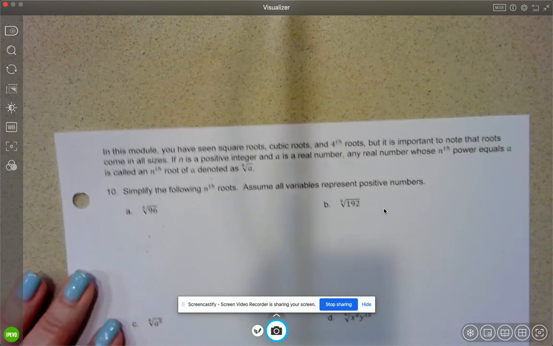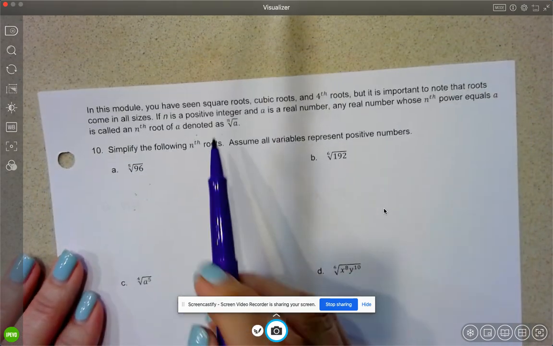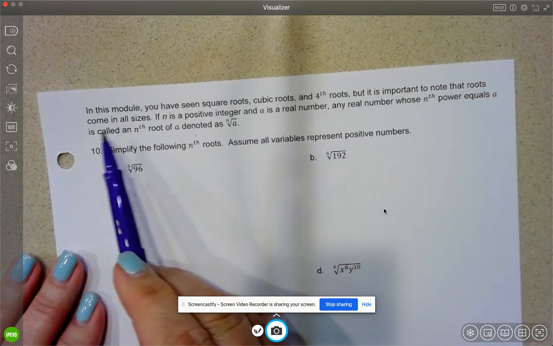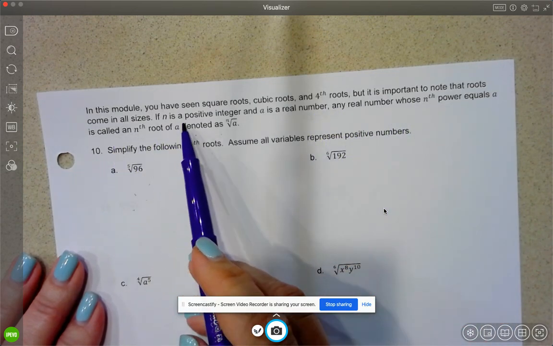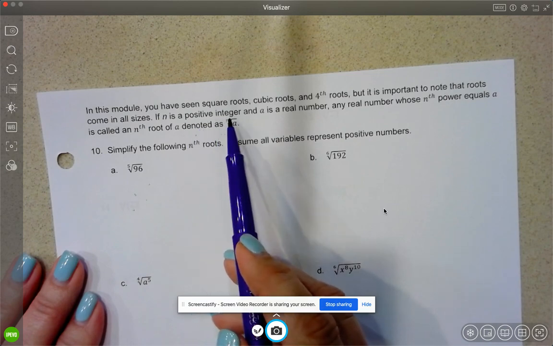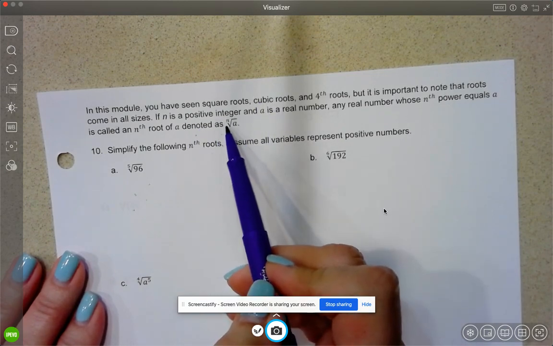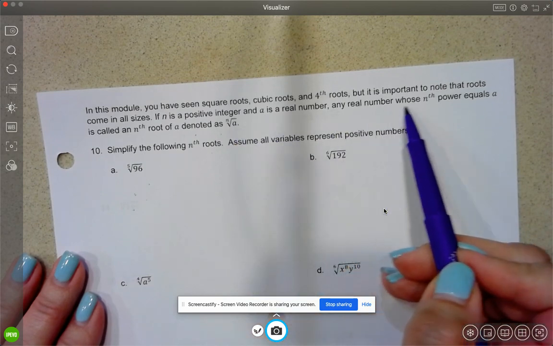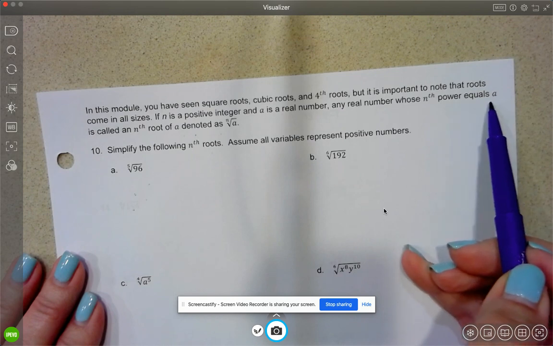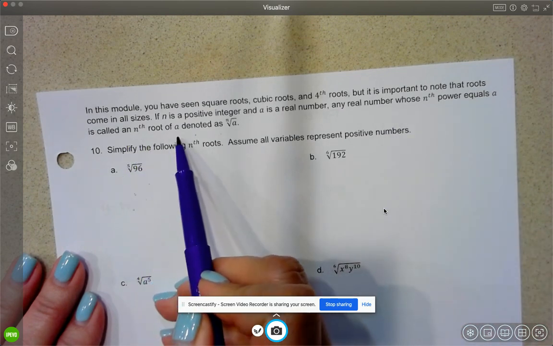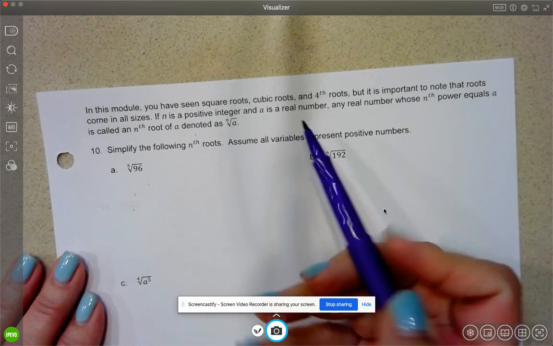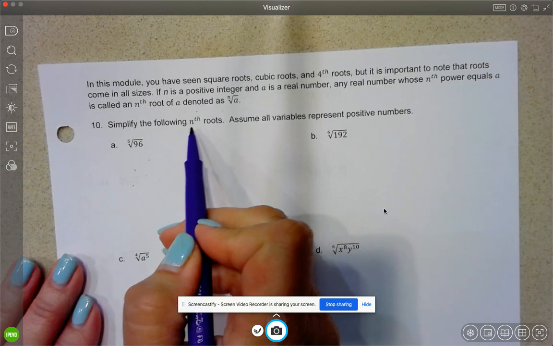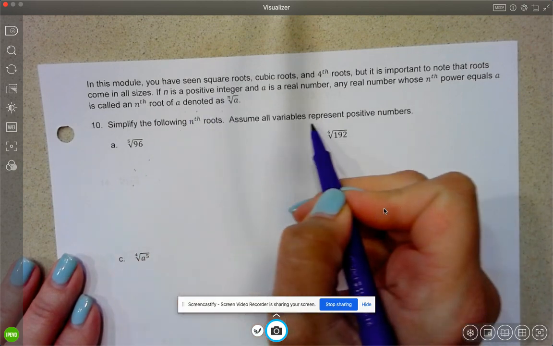Okay, so in this module, you have seen square roots, cube roots, fourth roots, but it is important to note that roots come in all sizes. So if n is a positive integer, meaning the index is a positive integer, and a is a real number, any real number whose nth power equals a is called an nth root of a, denoted as the nth root of a, where n is the index. So simplify the following nth roots. Assume all variables represent positive numbers.